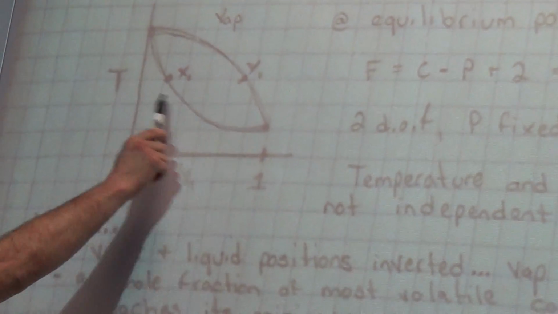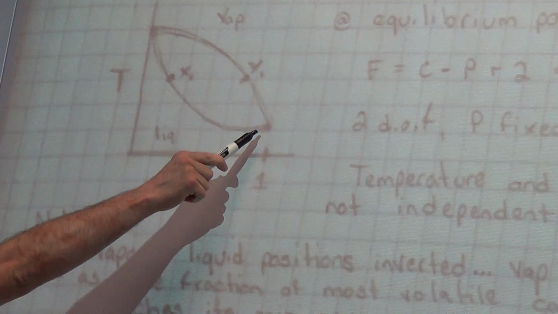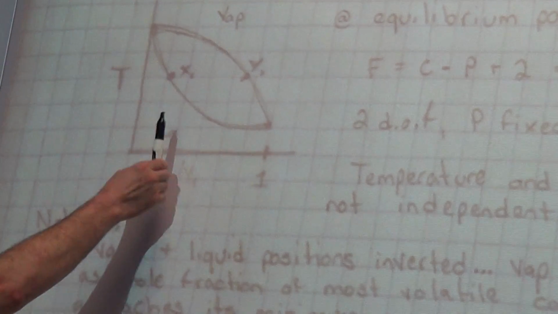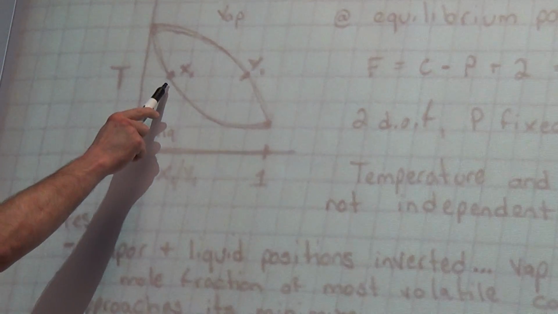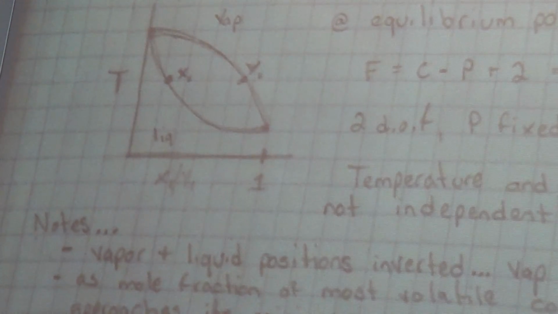You see that that component has a mole fraction of 1, the boiling point temperature is the lowest. That means that component is the most volatile component. And you see that relative to the liquid phase, the vapor phase is always enriched in that component. That means that more of that component is leaving the liquid and going into the vapor than the other component.